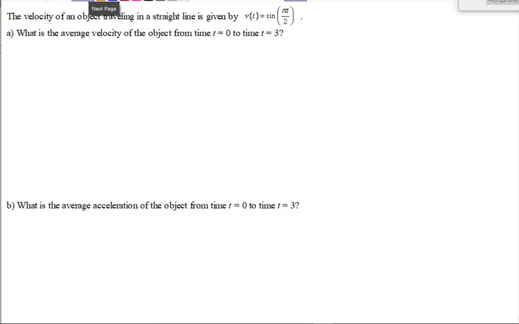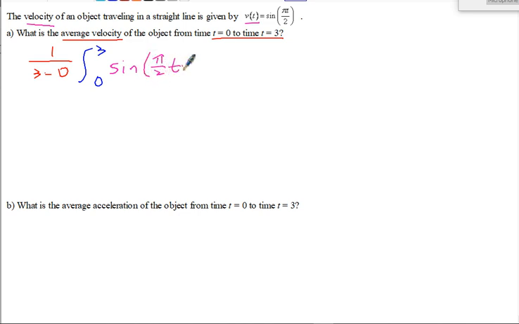The next one, again, gives us the velocity of an object traveling given by this v of t. So it says, what's the average velocity of the object from 0 to 3? So whenever you're asked for the average on some interval, in this case 0 to 3, it always starts with 1 over b minus a, in this case 3 minus 0, times the integral from a to b, so 0 to 3. Whatever you're finding the average of, in this case velocity, so it'd be sine of, you can write it as pi over 2 times t, to make it a little simpler, and then dt.